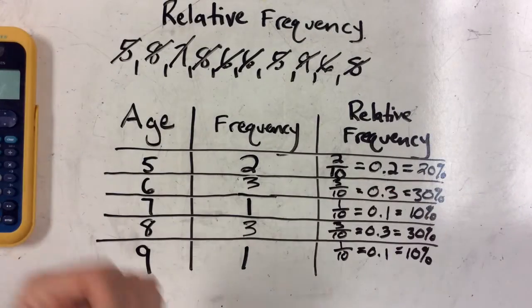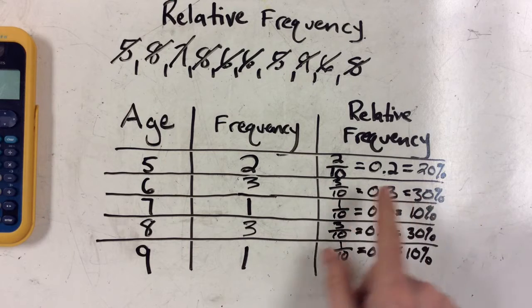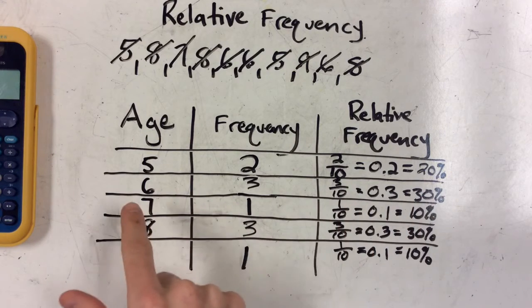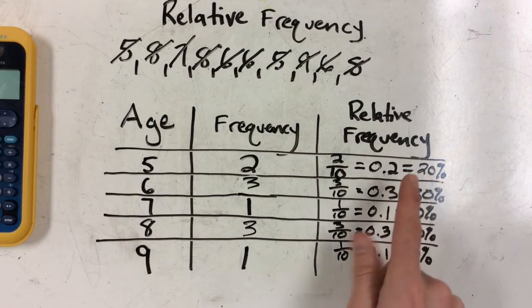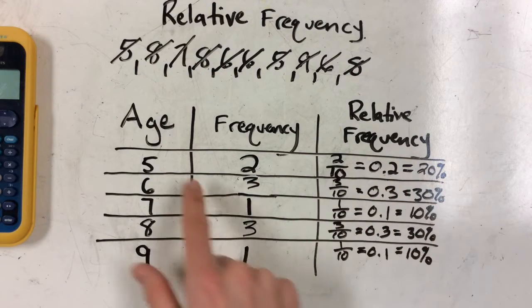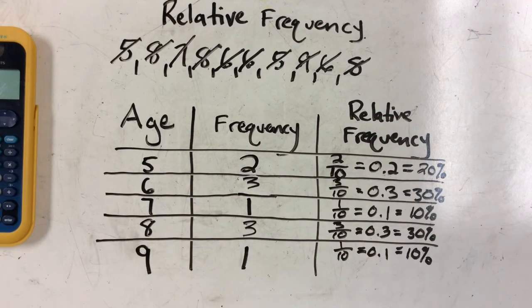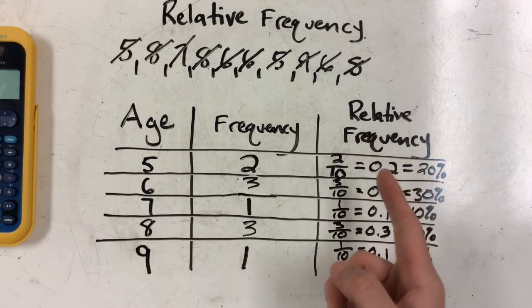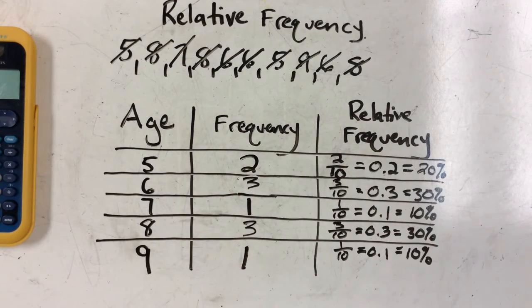So, here you go. If you said that 6-year-olds take up 30%, 7-year-olds take up 10%, 8-year-olds take up 30%, 9-year-olds take up 10%, you got it. Remember, relative frequency is the percentage of the campers that are of each age, which you get by putting the number, or the frequency, over the total and turning that into a percent. So there you have it, relative frequency. Very similar to frequency, just expressed as a percent of the total.